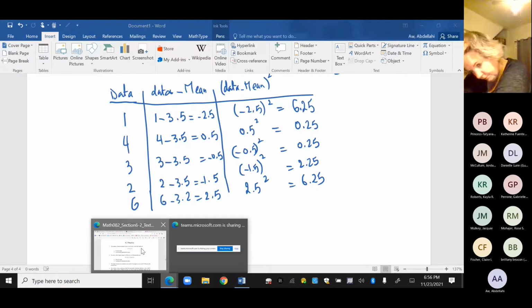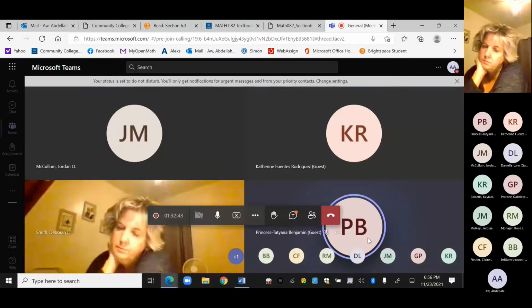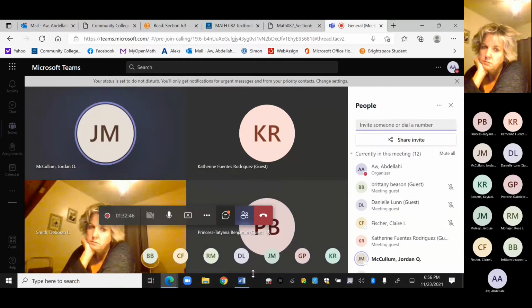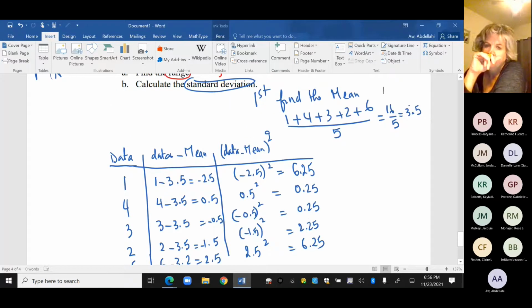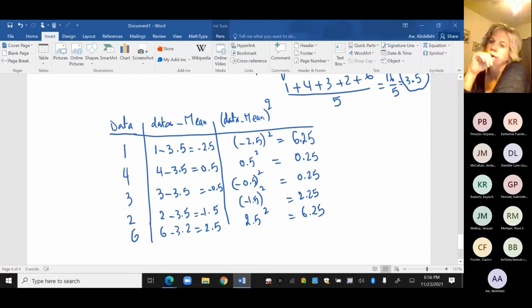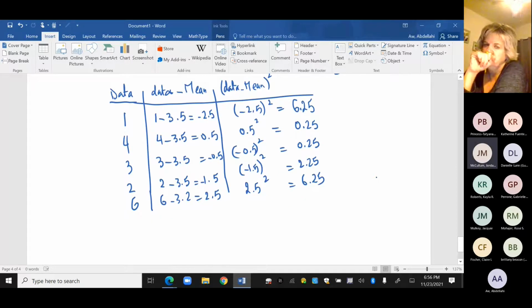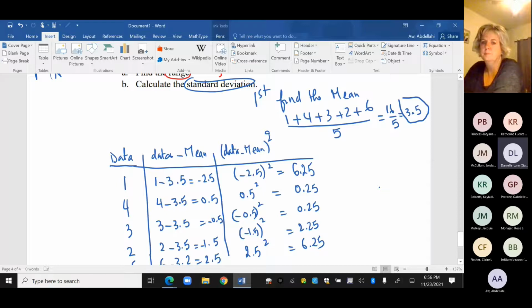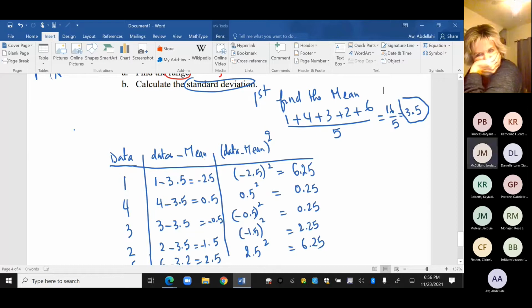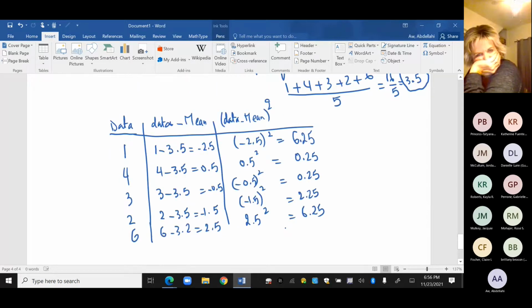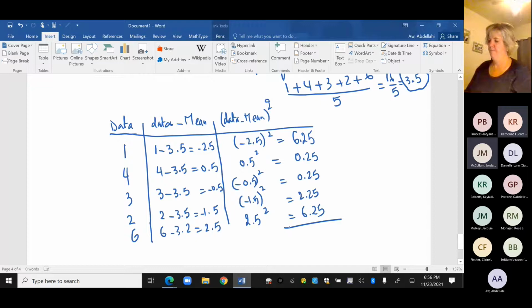So far, do all of you see what we did? You do your data here. You don't need to have them in order. Prior to that, you have calculated the mean. You do everybody minus the mean, and then you square those numbers. What are you going to do next? Now comes the sigma, the sum, which means we have to add them up right here.